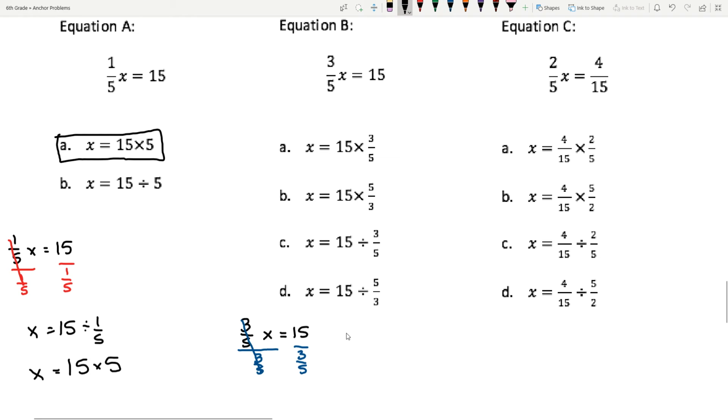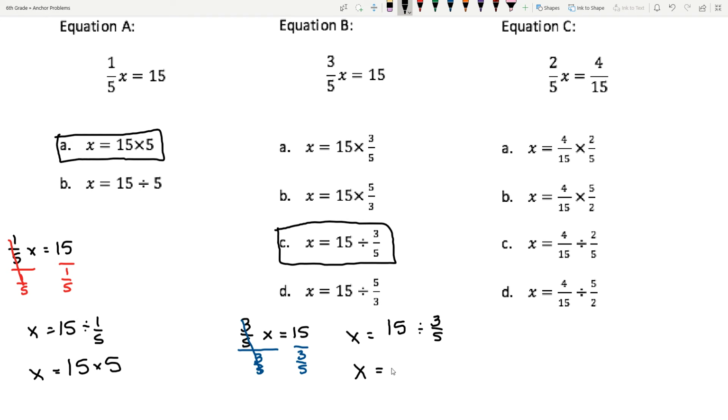And so just 1x is equal to 15 divided by 3/5. And this time the answer does exist. It's here at C, 15 divided by 3/5. But here I had to change flips. Let's see if we get a similar answer here. If I were to keep, change, and then flip 3/5 to 5/3, 15 times 5, oh, there it is, 15 times 5/3. So we're dividing by 3/5 here, but we're also multiplying by 5/3.